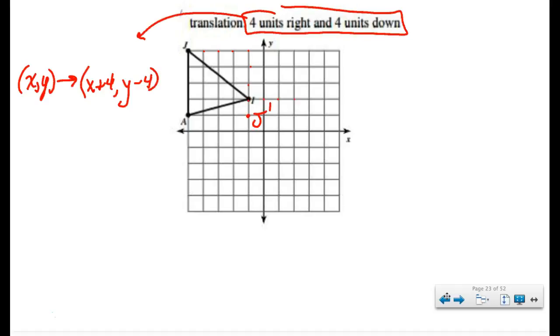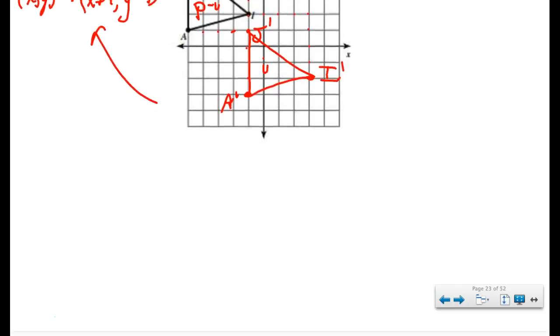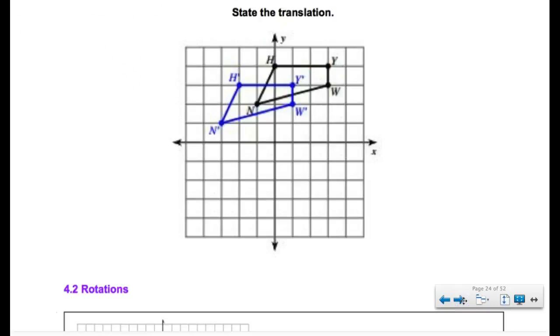I, 1, 2, 3, 4, 1, 2, 3, 4, label it I prime, done. A, 1, 2, 3, 4, 1, 2, 3, 4, label it A prime, and I have just graphed the image. This is the pre-image. This is the image under this translation in coordinate notation and that translation in words. Up next, we've got state the translation.